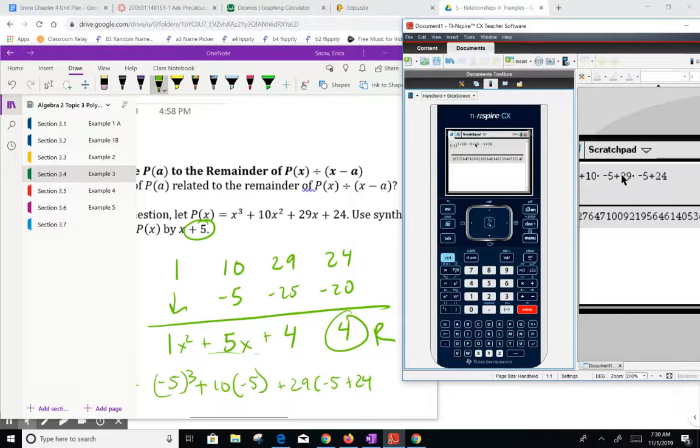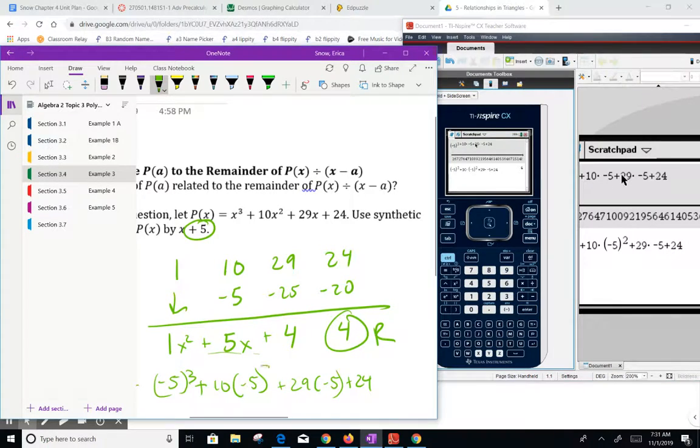Guys, every time I pop over to this calculator, I enter negative 5 cubed plus 10 times negative 5 squared plus 29 times negative 5 plus 24. And we get 4. So when we do this, we get 4.